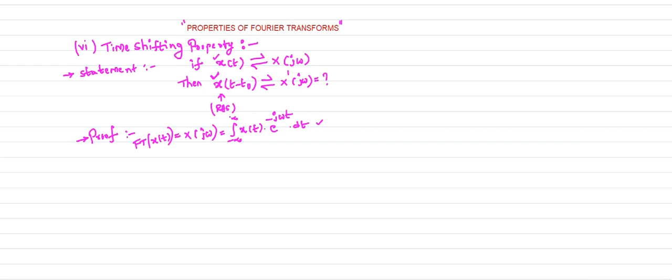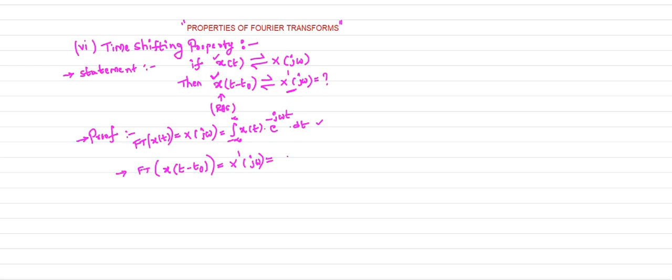But I want to find the Fourier transform of x of t minus t naught. I want to find the Fourier transform of the shifted signal, which is x of t minus t naught. This is your right hand side shifting operation. For this, what is your Fourier transform? Let it be X dash of j omega.